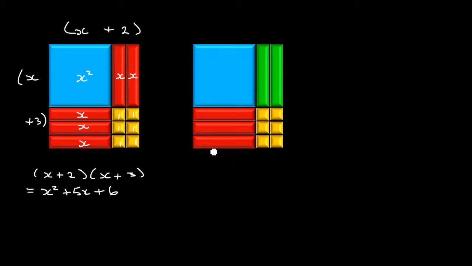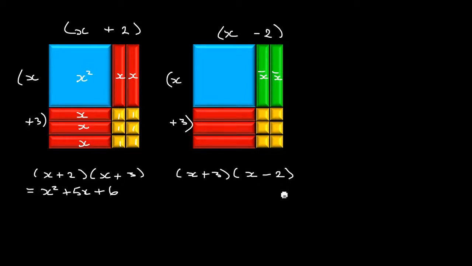Now this time, we've still got our x plus 3 here, but at the top we've got x minus 2, because we've got 2 negative x's. Okay, so let's work this out. X plus 3 again times x minus 2 gives us what? X times x, x squared. So there's our x squared.